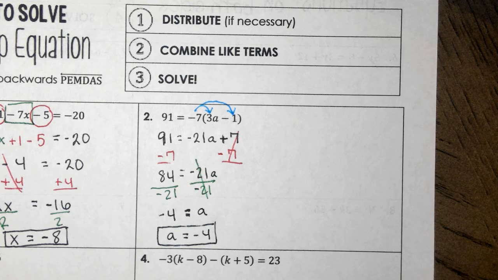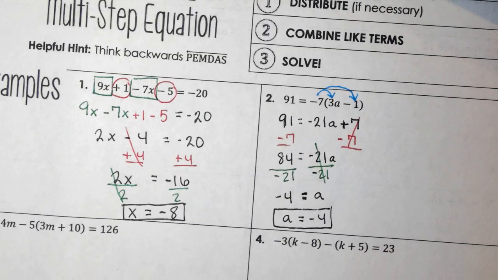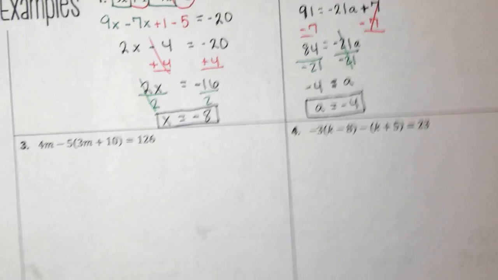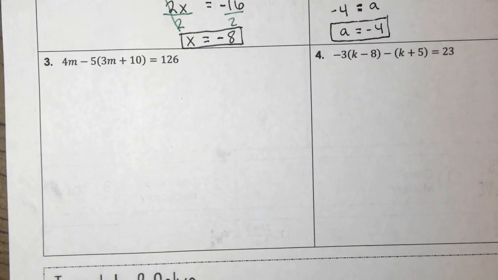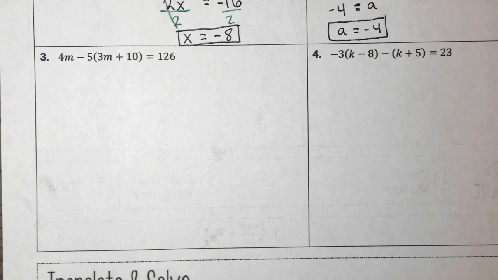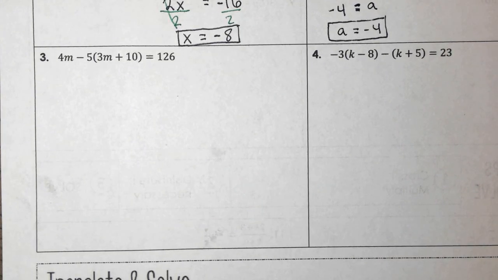So that's number 1 and 2. Number 3, this equation here, is a little bit more complex, but it's doable, way doable. On this one, it says 4m minus 5 times 3m plus 10 equals 126.